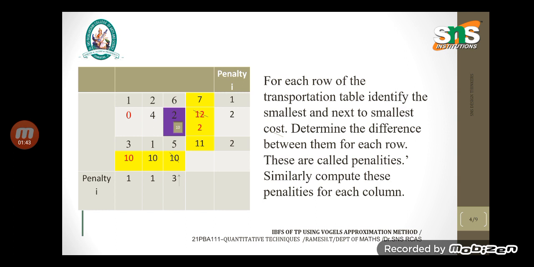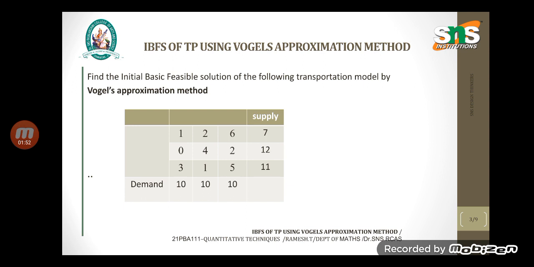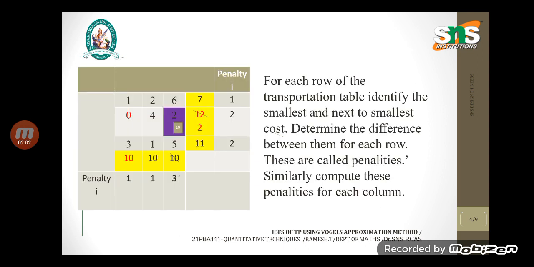Now we have the penalty. So how to choose the penalty? Choose the smallest and the next smallest one. In the first row, the costs are 1, 2, 6, so the smallest cost is 1 and the next smallest cost is 2. The difference of 2 and 1 is 1, so we put it in the penalty.